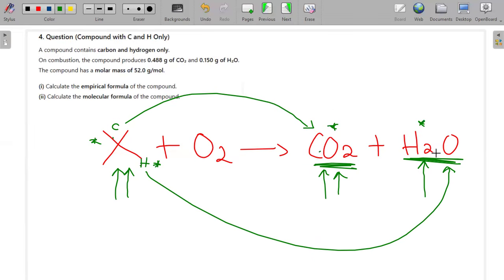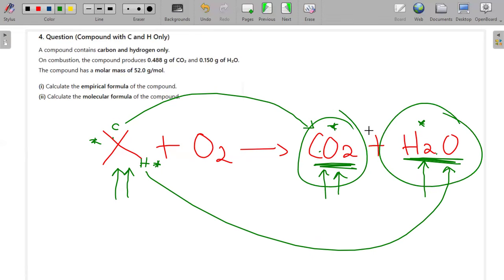Okay, so this is the whole process of combustion analysis. We're just going to be using the masses of the carbon dioxide and the masses of the water to find the mass of carbon and the mass of hydrogen. And then once we have those, it means we know the mass that was in the unknown organic compound. Most of the time, this unknown organic compound is going to be a hydrocarbon.